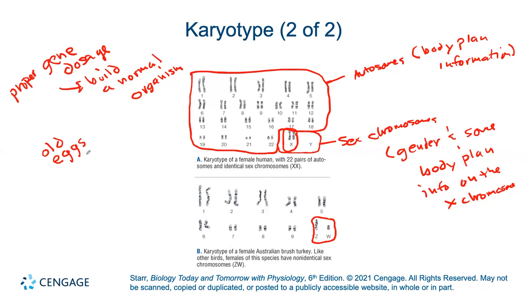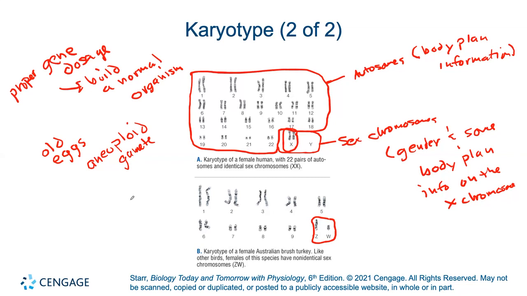Right. And if an egg has an unusual chromosome number, an aneuploid gamete is what we call that, and the aneuploid gamete is fertilized by a gamete from the opposite sex, you're going to have an aneuploid zygote, and that's going to result in birth defects and/or spontaneous abortion.